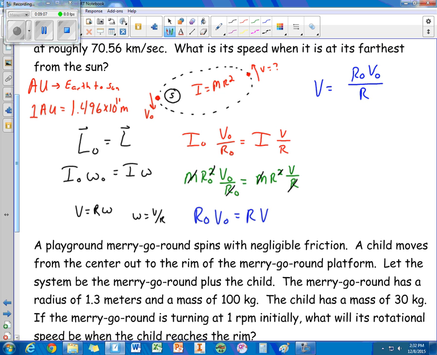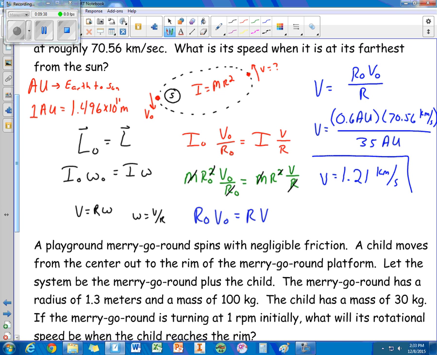would equal that. Now, we could convert our astronomical units into meters. If you want to, go ahead, but I'm not going to. We just have that the astronomical units cancel out. So the velocity then would equal 1.21 kilometers per second. So when it's closest to the Sun, it's traveling over 70 kilometers per second. And when it's at its farthest point, it's only traveling at like 1 kilometer per second.